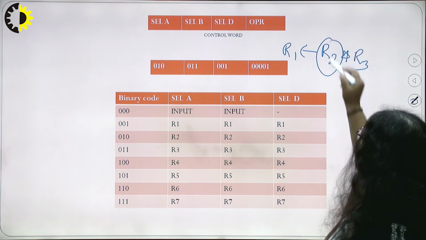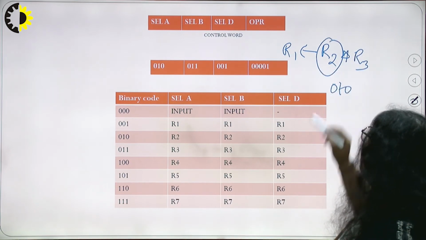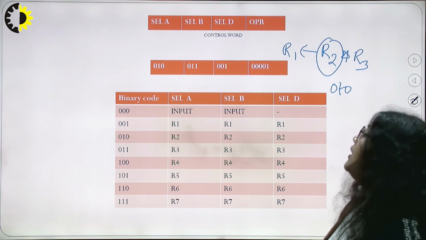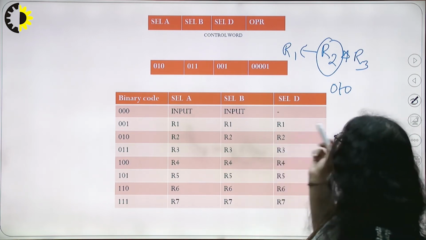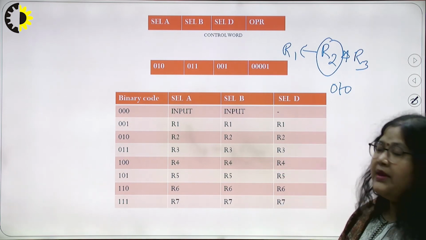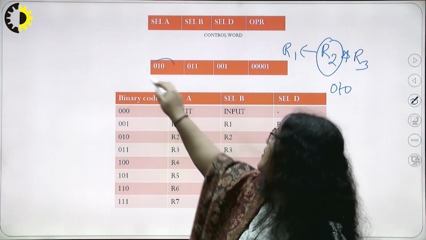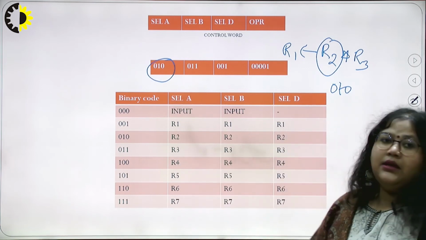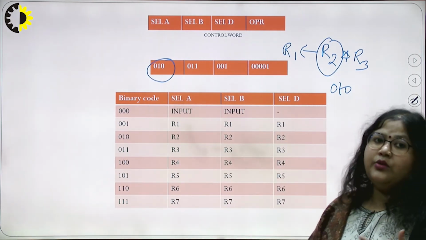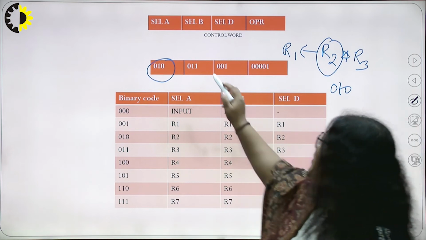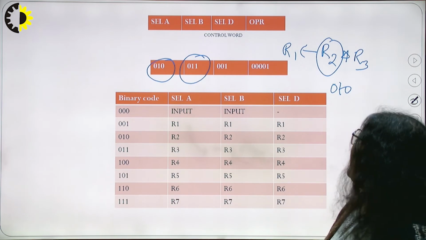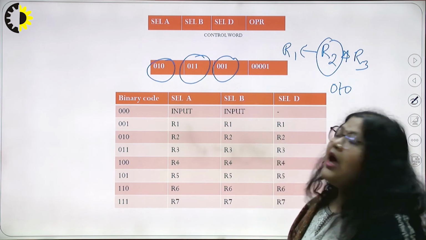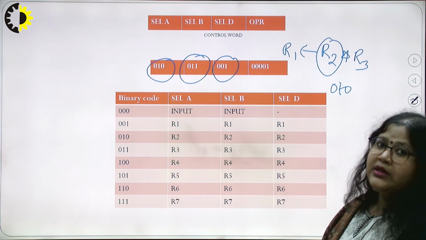R2 means 2 is 0, 1, 0. We take 3 bits because the mux A selection bits are 3, so it is represented in binary with 3 bits. So select A bits are 0, 1, 0. When it selects the register R3, the binary of 3 is 0, 1, 1. When selecting R1, the binary of 1 is 0, 0, 1. So select D, because it selects the output value by the decoder inputs, is 0, 0, 1.